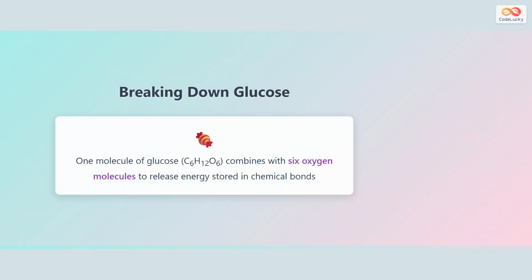Let's understand what's really happening here. 1 molecule of glucose combines with 6 oxygen molecules. The chemical bonds in glucose store a lot of energy, and when these bonds are broken in the presence of oxygen, that energy is released. The cell captures this released energy and stores it in ATP molecules. This is a controlled process that happens in 3 main stages: glycolysis, the Krebs cycle, and the electron transport chain. Each stage extracts energy step by step, making the process very efficient.